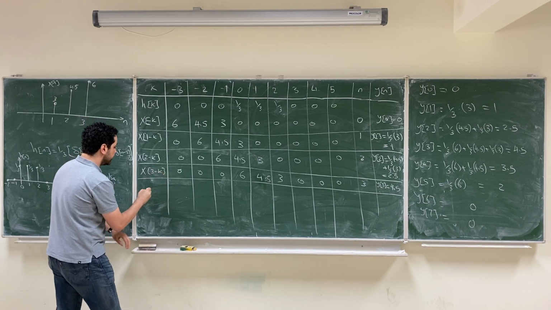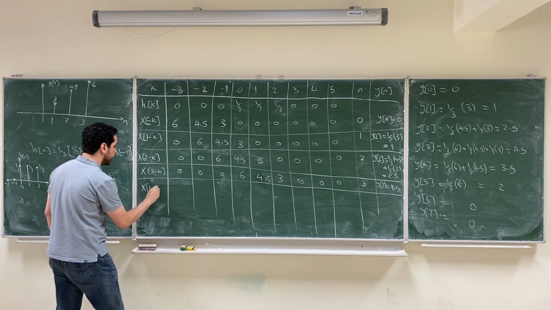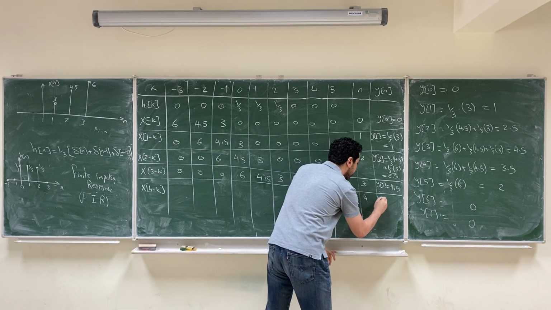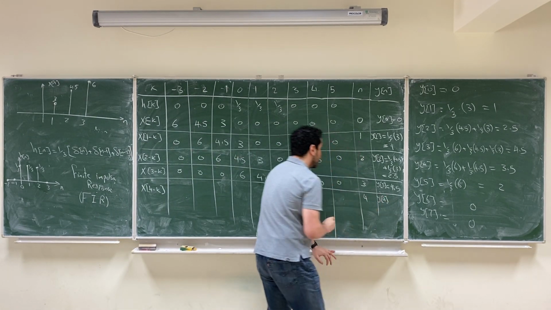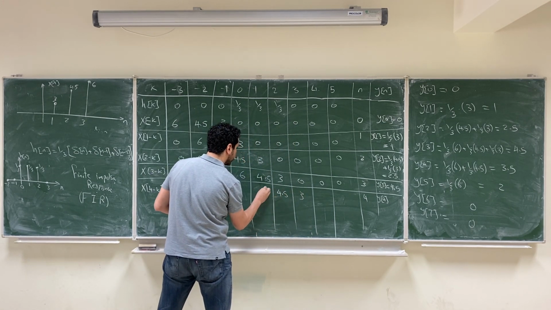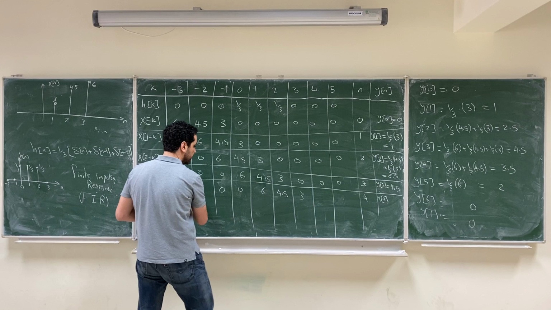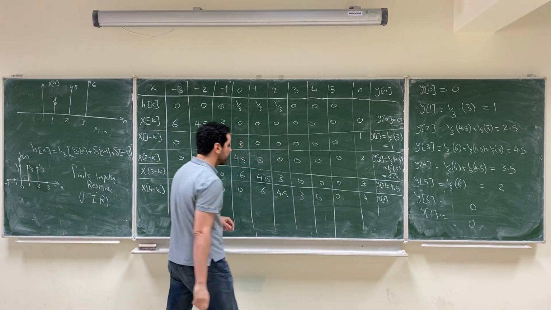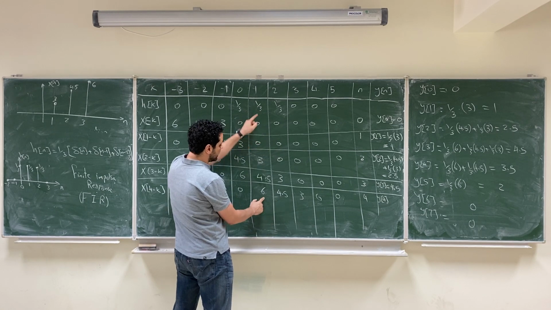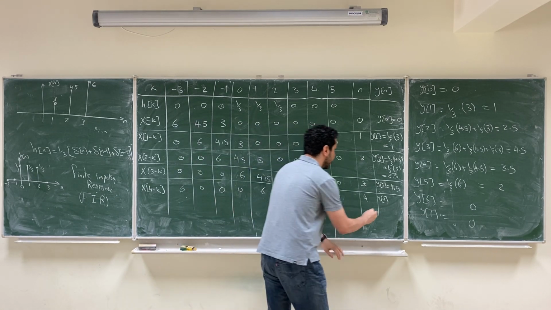You keep doing this. If you take n equals 4, this will give you y of 4. We shift again, 3 comes here, 4.5 here, 6 here, and zeros everywhere else. This gives overlap only in two samples, 1/3 multiplied by 4.5 and 1/3 times 6, which will give you 3.5.